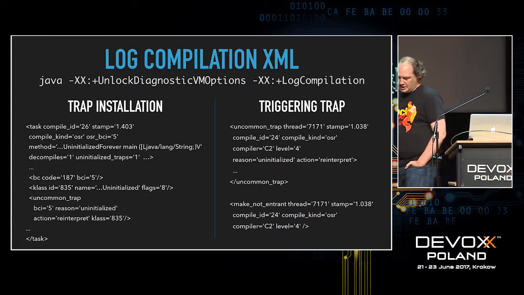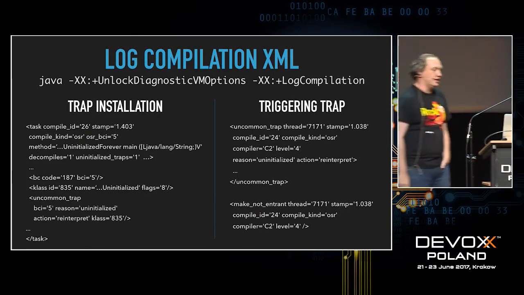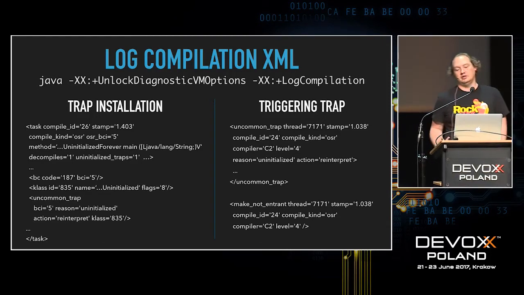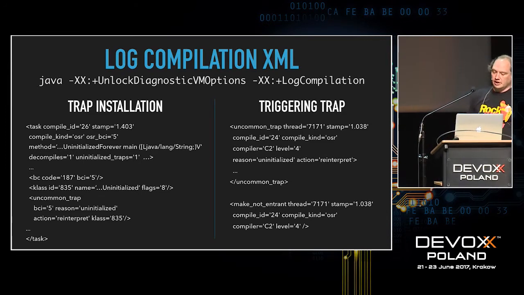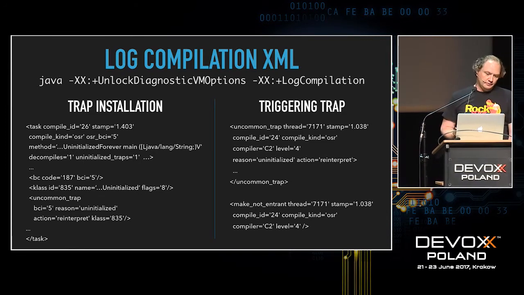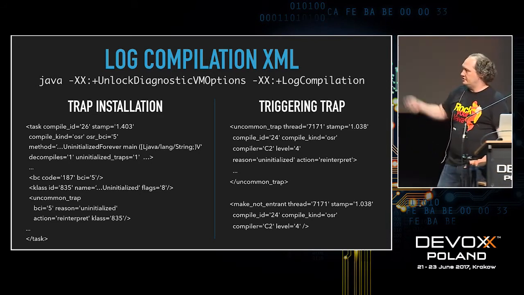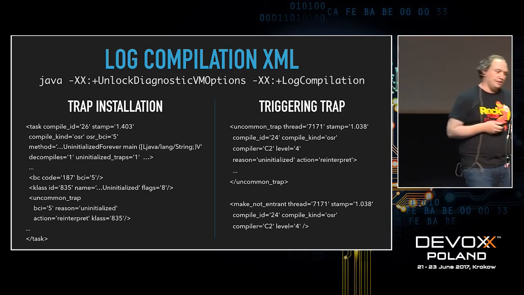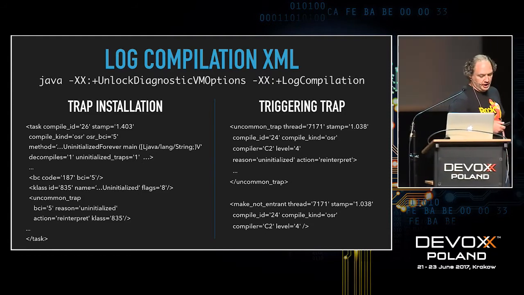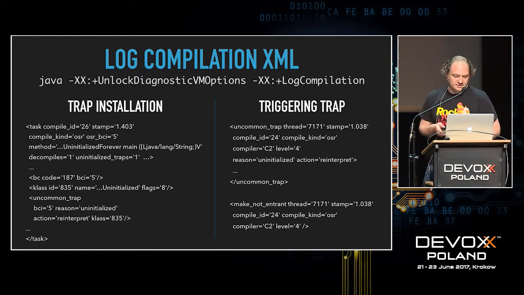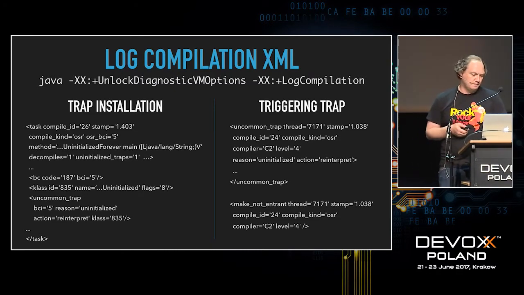And if you wanted to, you could actually take this program and go down into the log compilation XML and see that everything I'm telling you is in fact true. You can actually go and find the compile and see that it put out this uncommon trap tag that you see in the bottom left. And it says, at BCI 5, I installed a trap with a reason uninitialized for the class mentioned above.